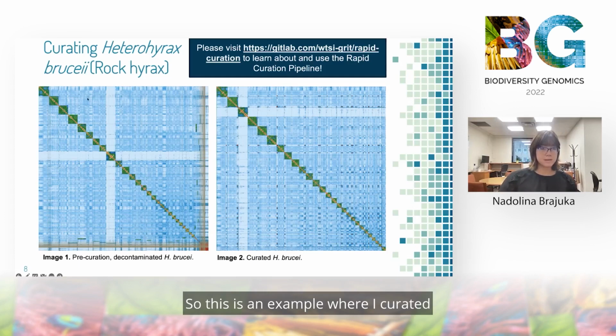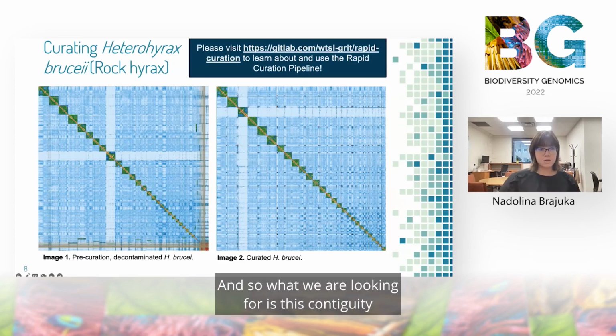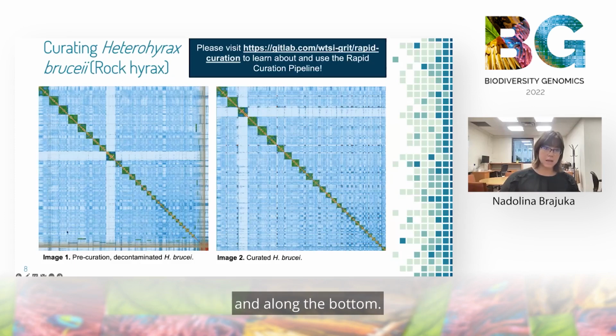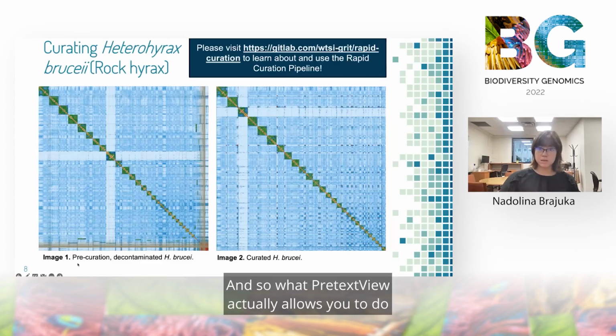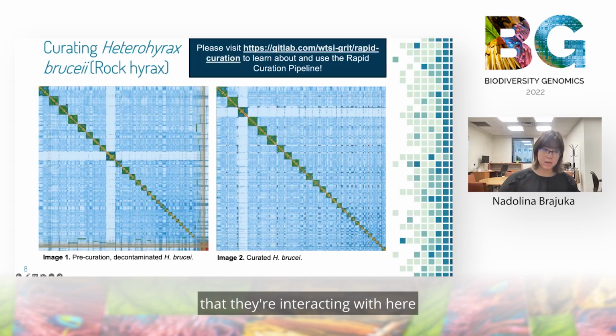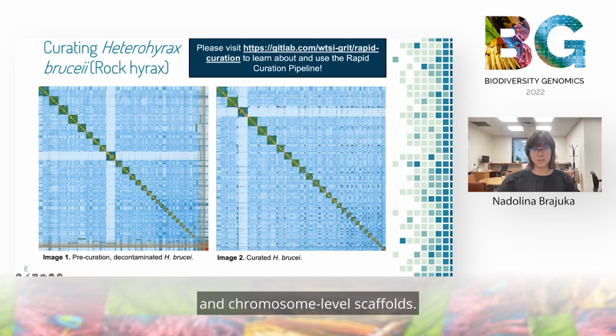So this is an example where I curated the Heterohyrax brucei, the rock hyrax. These are two Hi-C contact maps shown in PretextView. What we're looking for is this contiguity along the diagonal here, but we're seeing this noise at the right and along the bottom. PretextView allows you to pick up these pieces and join them into the scaffolds that they're interacting with here, in an effort to make highly contiguous scaffolds and chromosome level scaffolds.